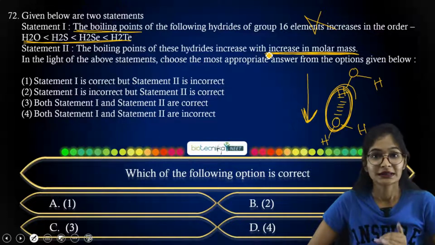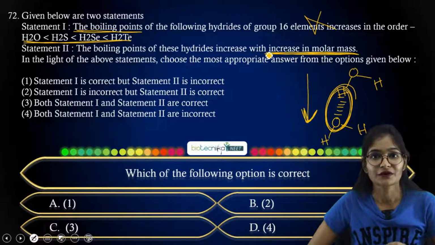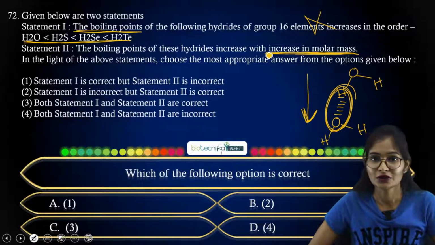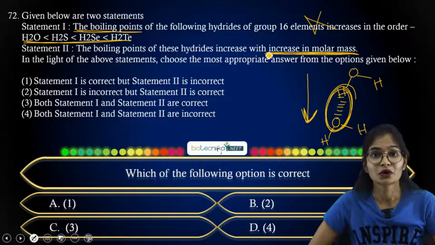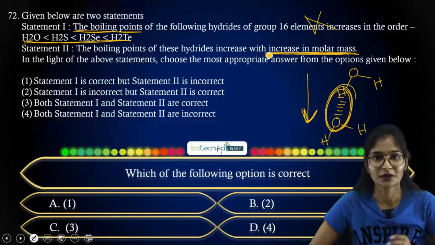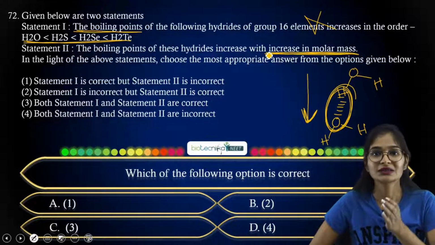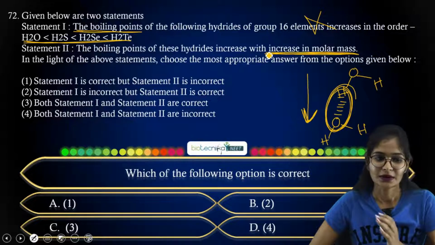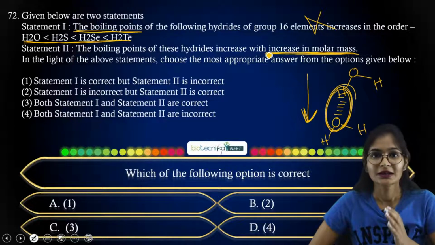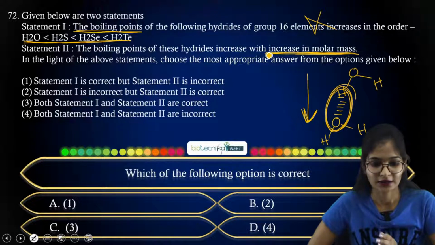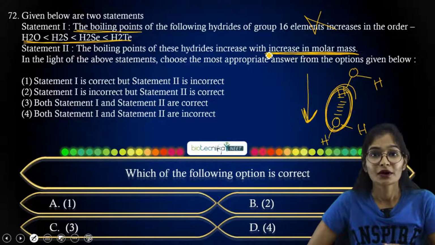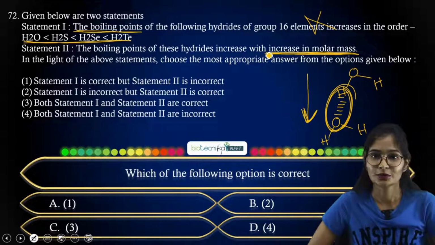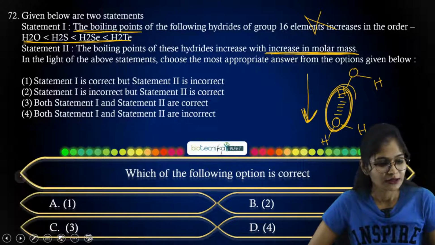But in this one exceptional case, the existence of hydrogen bonding in the water molecule mainly affects the boiling point. That's why water has the highest boiling point compared to sulfur, selenium, and tellurium hydrides. So statement 1 is incorrect and statement 2 is also incorrect, because the reason they have given for the boiling point of the hydrides is not proper.